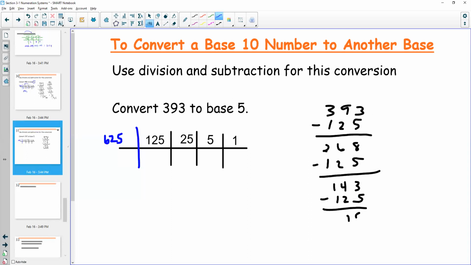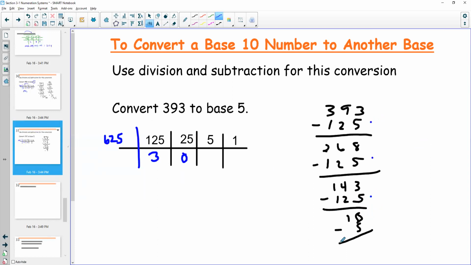All right, so now I can't take away any more 125s. How many did I take? 1, 2, 3. So I get another 3 here. And now I only have 18 left. So am I going to be able to take out any 25s? No. So that gets a 0. So it's okay. Zeros exist.